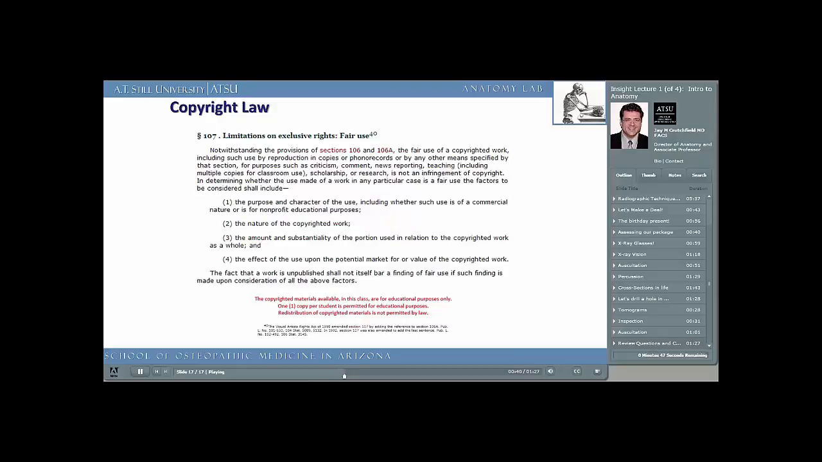Number five, explain tomography and give an example of a tomogram. Number six, give examples of cross-sectional anatomy and the modalities that provide them. And finally, number seven, give an example of two imaging modalities that don't use radiation.